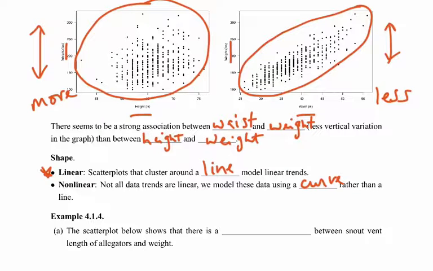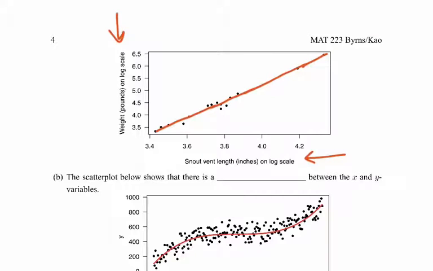The scatter plot below shows that there is a linear, I said trend, I'm going to say association, although those terms are used interchangeably. You could say relationship. That would be another term you could use. Association, relationship, trend, those are all used interchangeably. So there's a linear association between snout vent length and weight for these alligators.